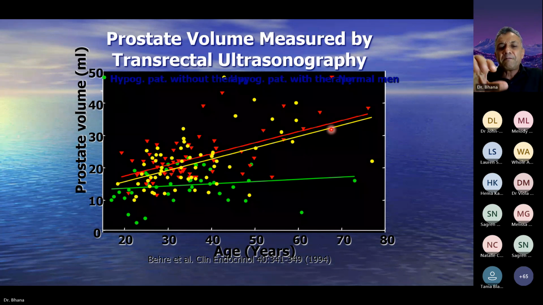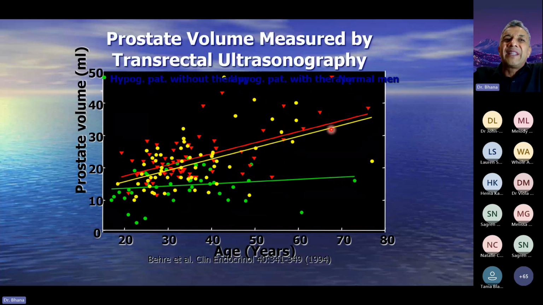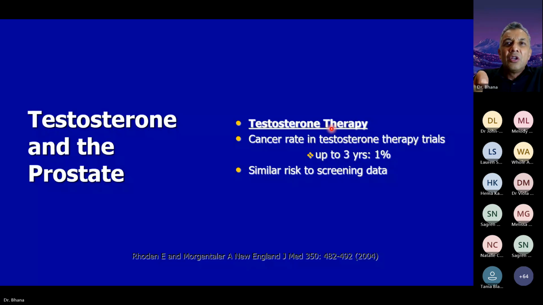So here, testosterone can't cause prostate cancer, guys. Then the peak in prostate cancer will be at age 18, not 70 and 80. But once you got it, yeah, certainly it will feed it. So where's the data on this? If you look at cancer rate in testosterone therapy trials, up to 3 years, 1% of clients that were on testosterone had prostate cancer, and this was no different to the placebo group or the general screening data rate, which is around 1%.